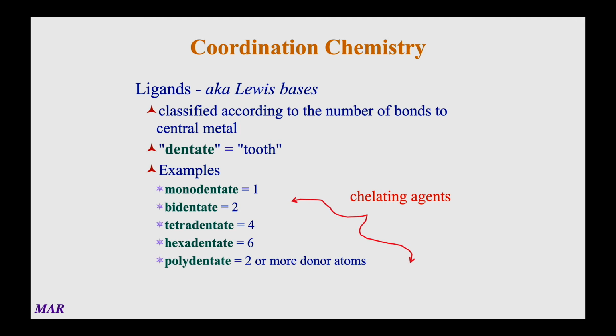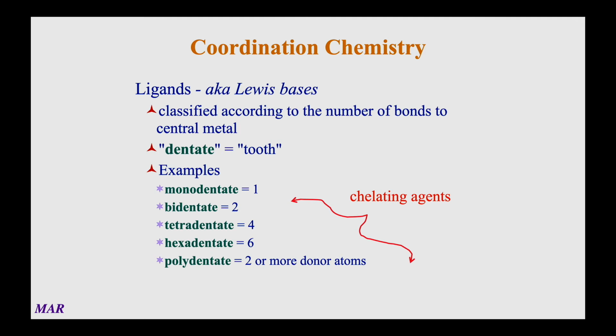But we're going to see here in a little bit that you also have bidentate ligands, which means they have 2 places they can connect to a metal center. We're going to look at tetradentate ligands, where they have 4 places to connect to the metal. And we'll even look at some hexadentate ligands, 6 places to connect to a metal atom. If you don't know how many connections there are, you can call it polydentate. That just means 2 or more donor atoms.